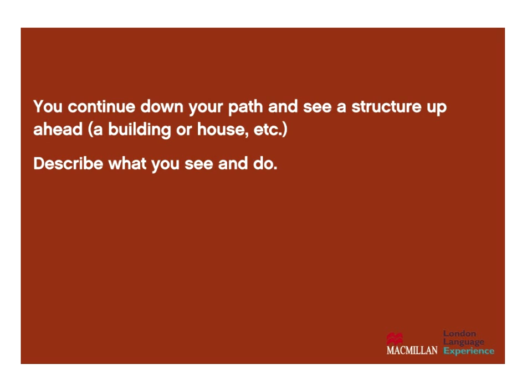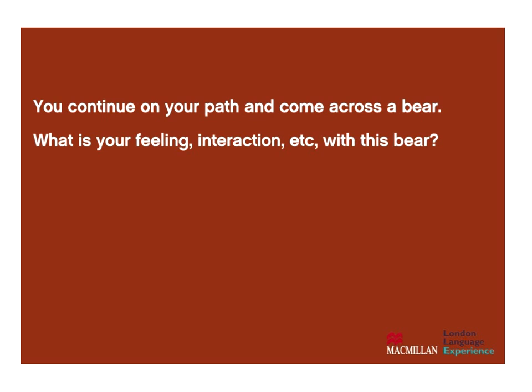Okay, you continue down your path and you see a structure up ahead, a building or a house, for example. Describe what you see and what you do. So you continue down your path and you see a structure up ahead, a building or a house, etc. It could be something else. Describe what you see and do. A casino, somebody's book. Somebody again putting glass. An old hut. An old castle with towers and windows. Sorry, I'm probably putting off those trying to think. Okay, let's go to the next one.